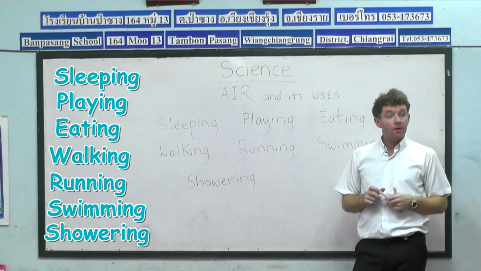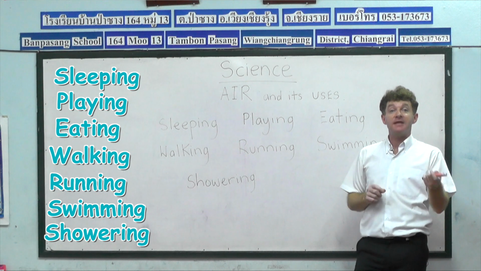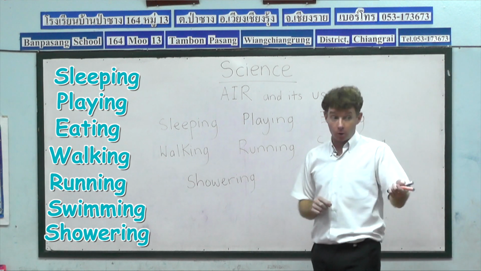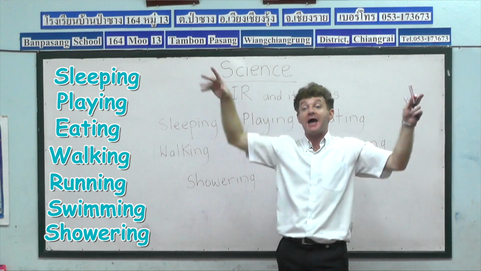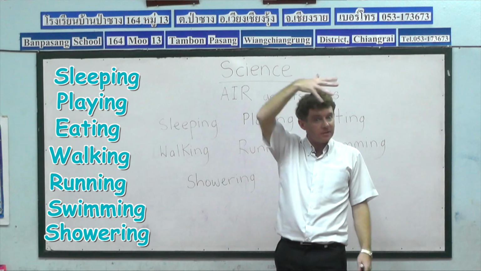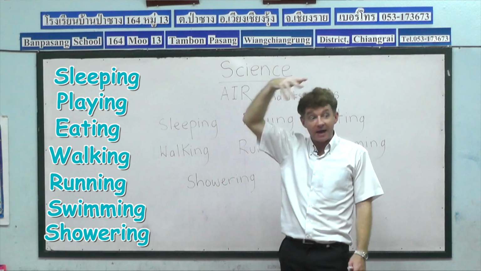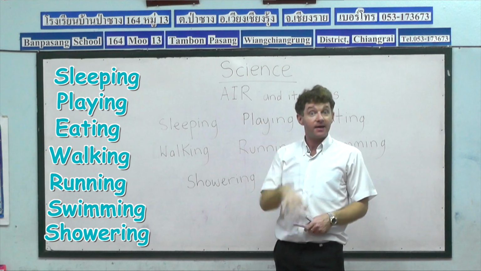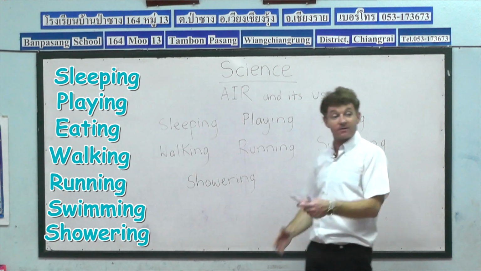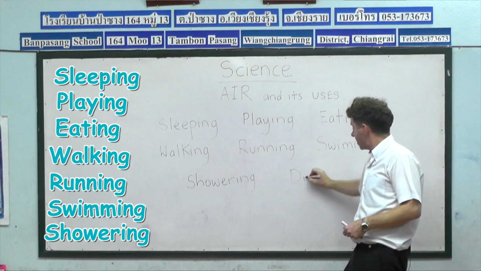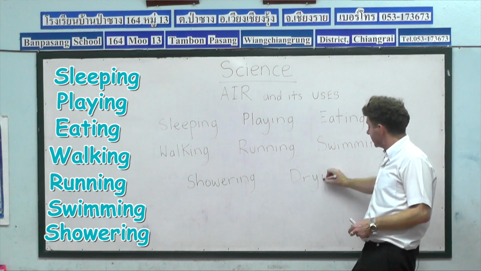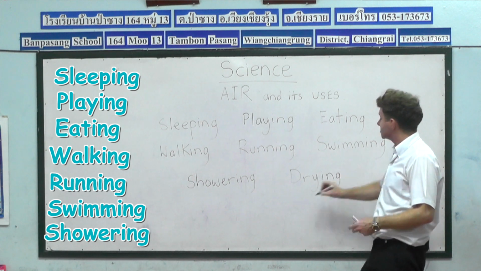Drying. We use air, especially if we're drying our clothes. Very good answer. When we put our clothes outside to dry, we want the wind to blow because they will dry quicker. And it's the air that the wind blows that dries our clothes. So excellent answer. D-R-Y-I-N-G.